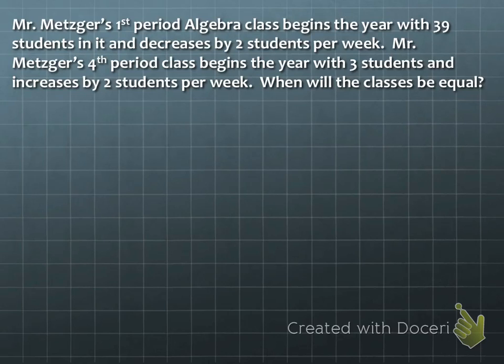In this word problem, Mr. Metzger's first period algebra class begins with 39 students in it and decreases by 2 students per week. My fourth period class begins the year with 3 students and increases by 2 students per week. So I want to find out when my classes are going to be equal. So I can write an equation for my first period and my fourth period.